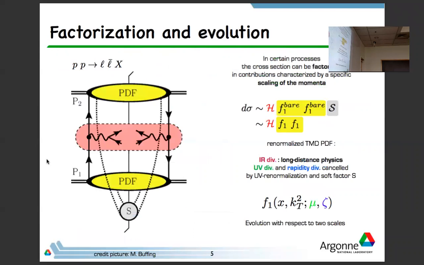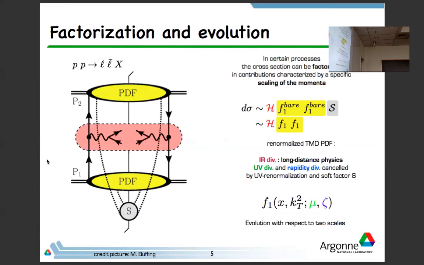Okay. So the key for doing phenomenology with these objects is to see the matrix elements that we had in the previous talk emerging from some kind of factorization theorems. If we want to do phenomenology, we have to be more or less sure that we are looking at a sensible observable that can be factorized into multiple TMDs.